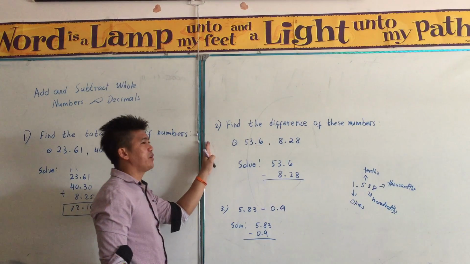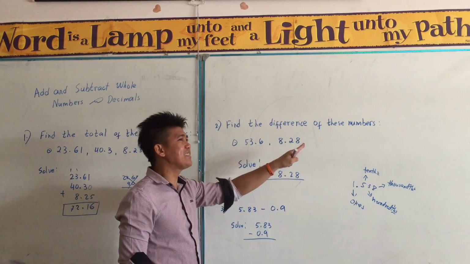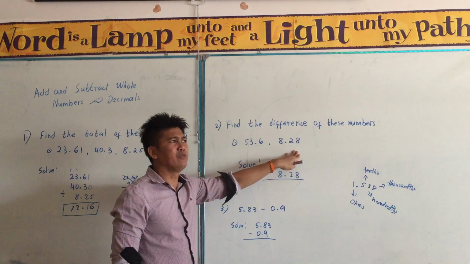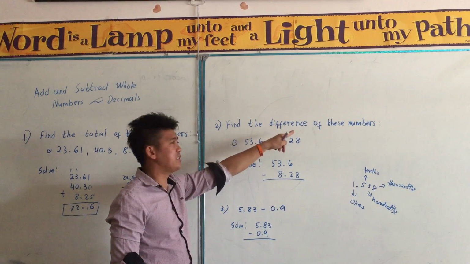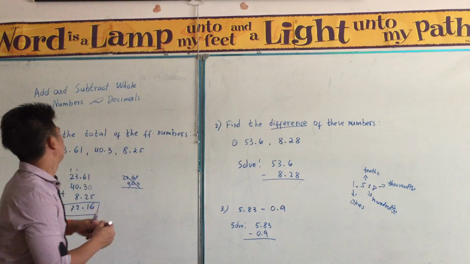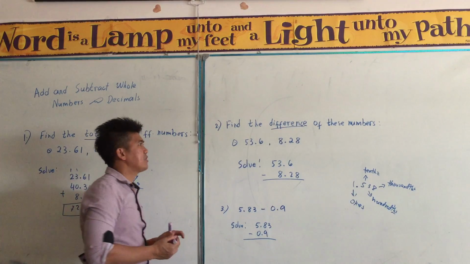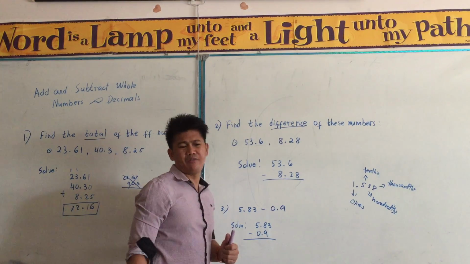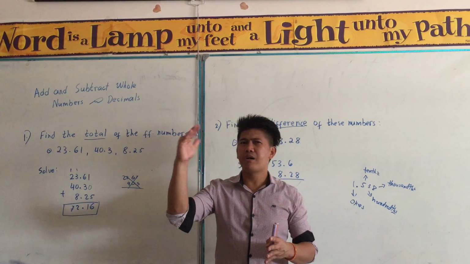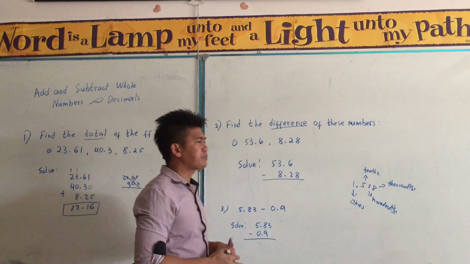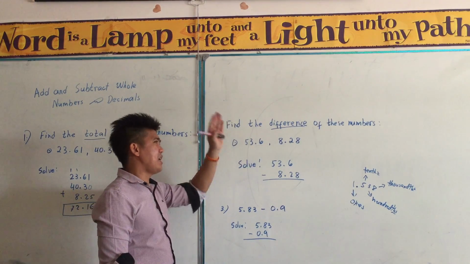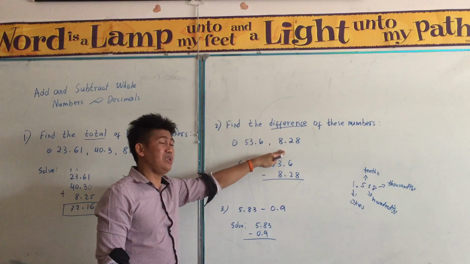Okay, so let's take for this example, subtraction. Find the difference between these numbers, 53.6 and 8.28. So, of course, we have to write the greater number first because it's minus. By the way, difference means minus. Okay, total means plus. So I hope you remember this. So whenever you see questions like, what is the difference between 5 and 3? It means that it's 5 minus 3.